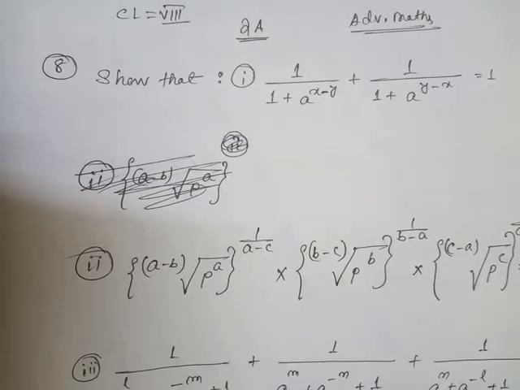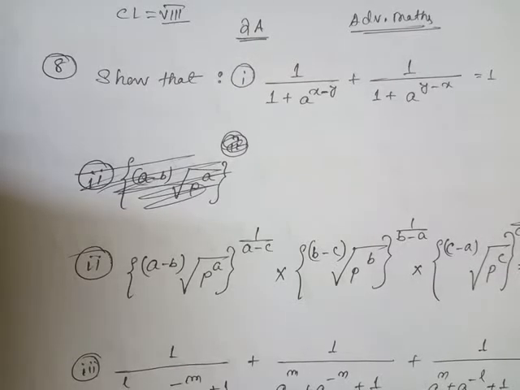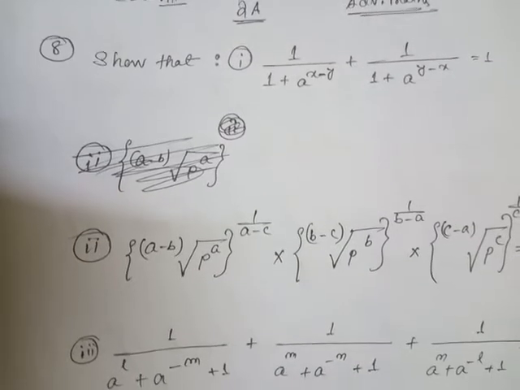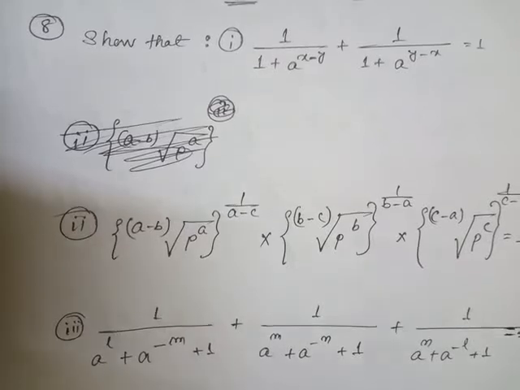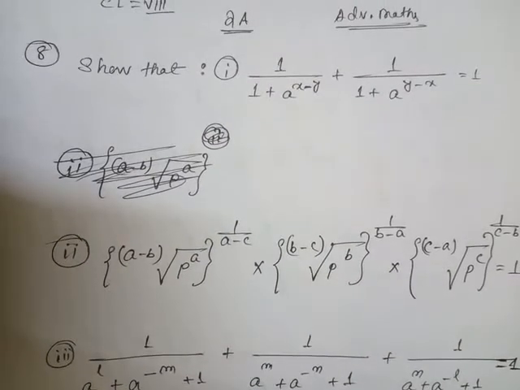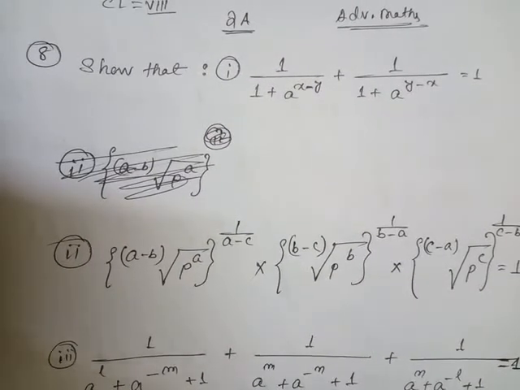Now look student, today we are going to solve exercise 2A, Class 8 Advanced Maths, question number 8, Roman 1. This is the question as you can see in the video. Question number 8 contains a total of 3 sums, Roman 1, Roman 2 and Roman 3, and we are going to solve all the sums one by one. First one is 8 Roman 1, we are going to solve now.